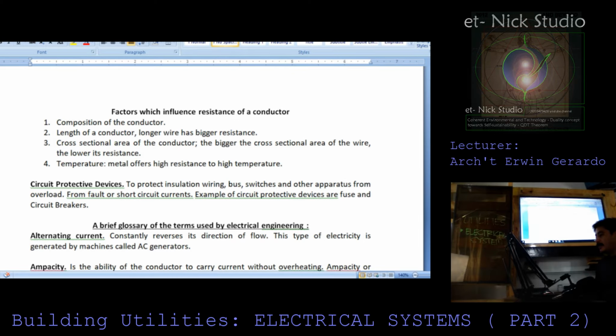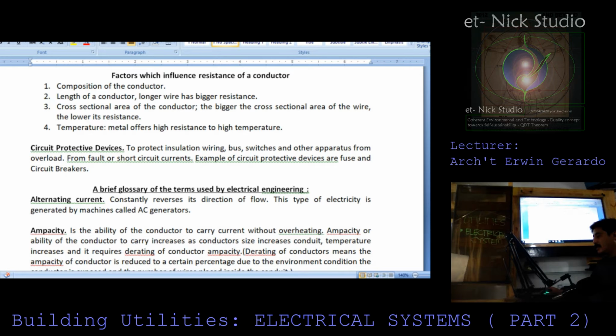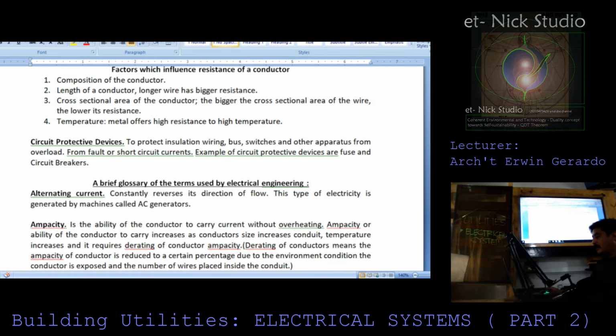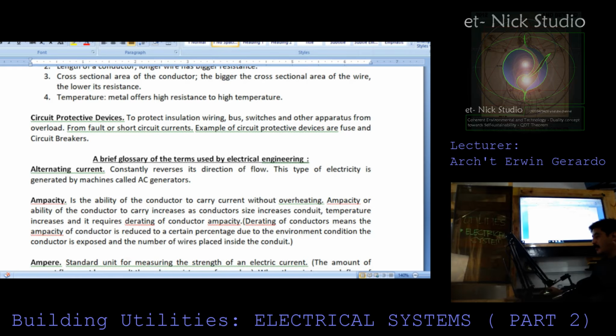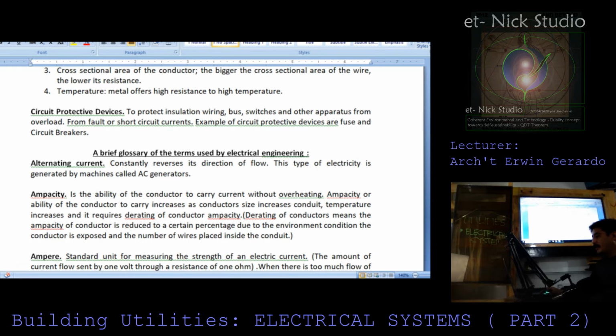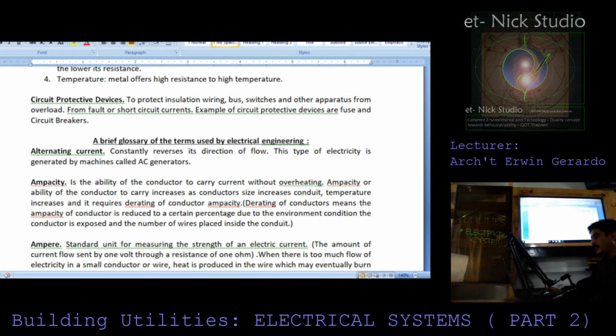Temperature. Metal offers high resistance to high temperature. Circuit protective devices protect insulation, wiring, bus, switches, and other apparatuses from overload, from fault or short circuit current. Examples of circuit protective devices are fuses and circuit breakers.